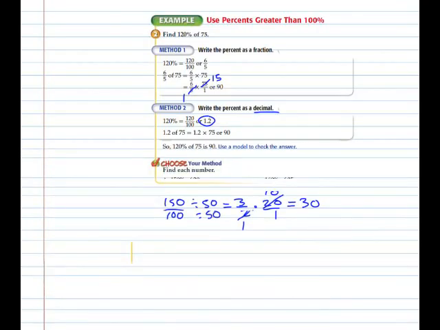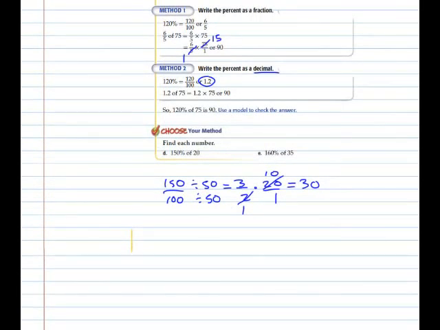In example 2, we're going to write that one as a decimal, or example E, I should say. 160%. Again, P to D makes this 1.6. Move the decimal point 2 places to the left, times 35 gives us 56.